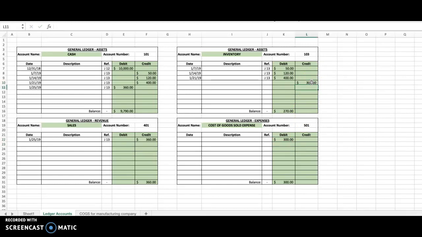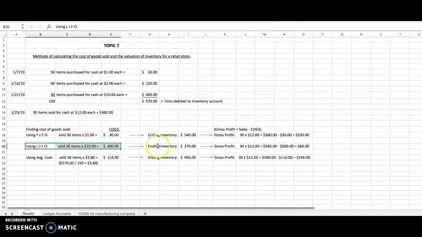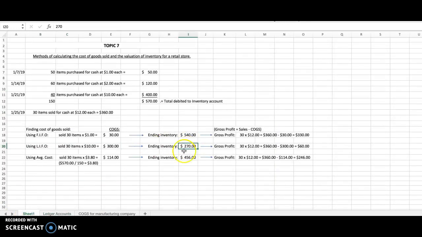Here in inventory, that leaves me with inventory of 270, which corresponds to what we see over here of 270. The gross profit now would be the 360. We still sold 30 at 12 bucks a piece, 360 minus the cost of goods sold of 300, giving us a profit of only $60. So the difference between FIFO and LIFO in this example is huge. The gross profit would be a lot different.